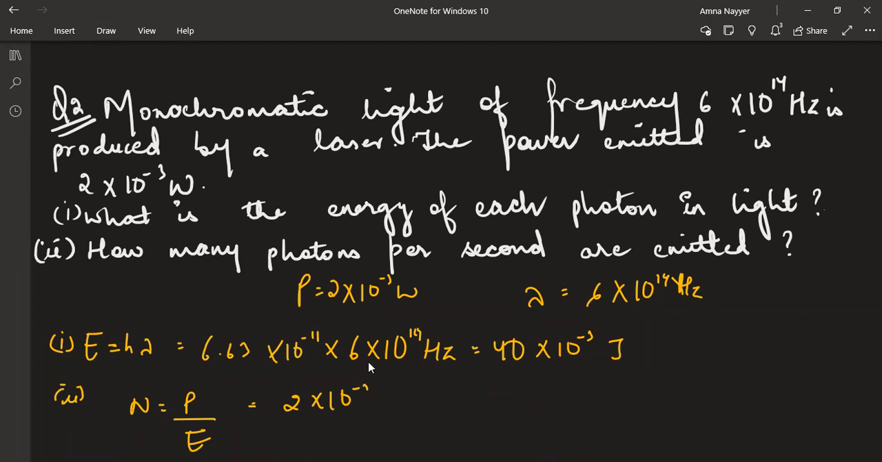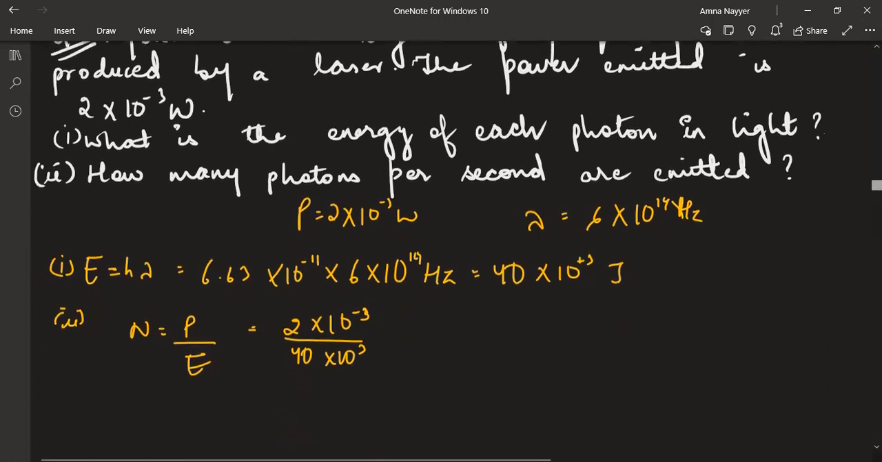Ma'am, it's 10 raised to plus 3, right? Oh, sorry. Yes, this is 10 to the power plus 3. So 2 into 10 to the power minus 3 divided by 40 into 10 to the power minus 20, right? So whatever answer you get, number of photons will be this. N is equal to P by E, this is what had to be used. Note down this.